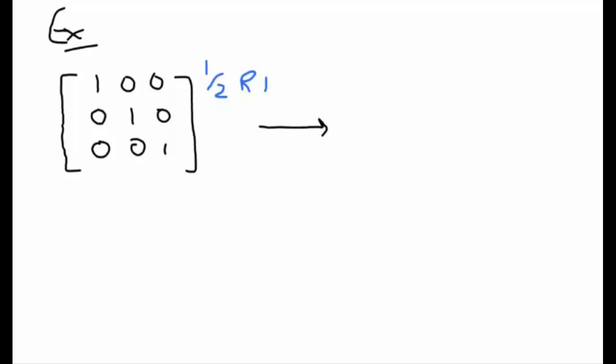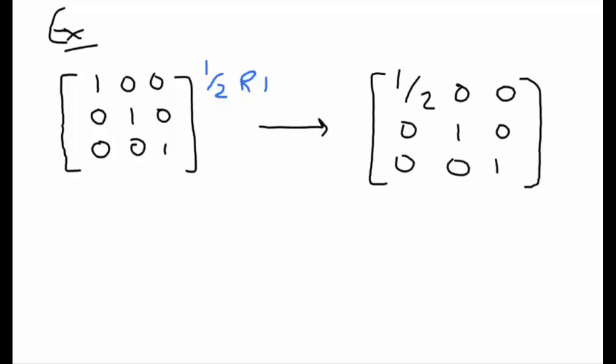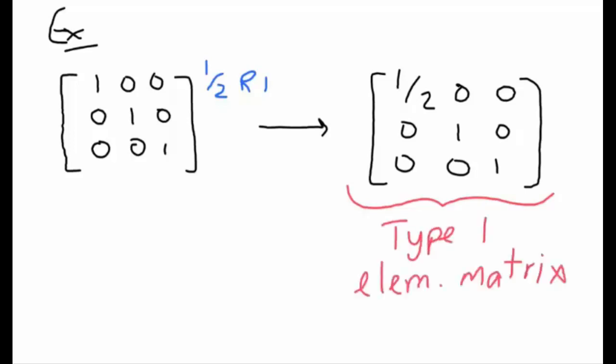Let's go ahead and take a look at some examples of the 3 different types of elementary matrices that we might get. First, what I'm going to do is take this 3 by 3 identity matrix, and I'm going to take row 1 and multiply it by 1/2. When I do that multiplication, I end up with a new matrix that looks like this. And this matrix is an elementary matrix, and specifically it's a type 1 elementary matrix. It's type 1 because it comes from performing a multiplication of a non-zero number on one row of our identity matrix.